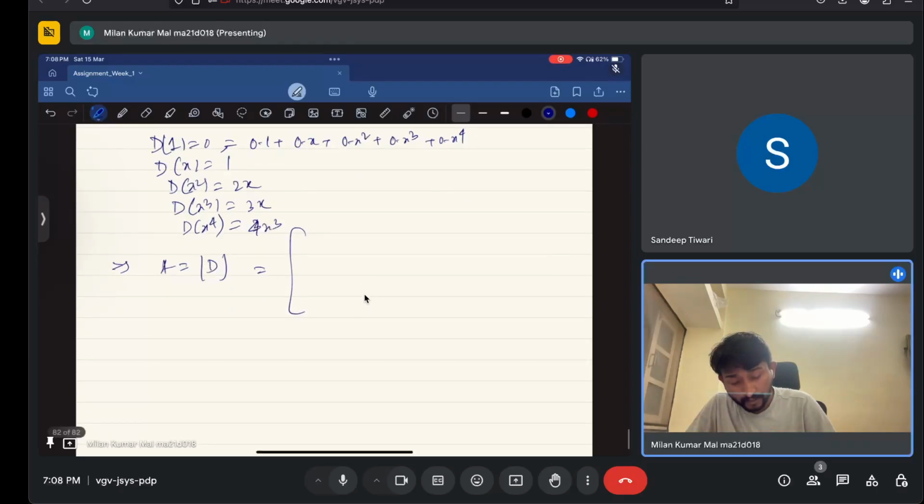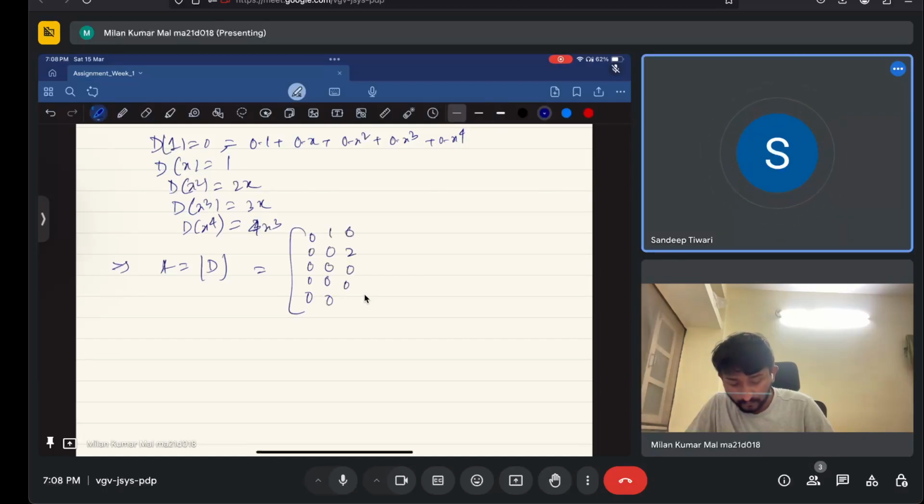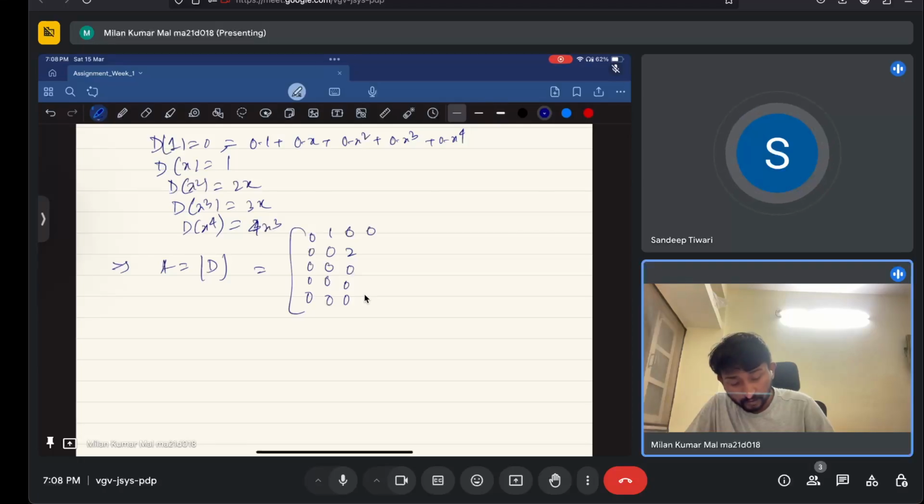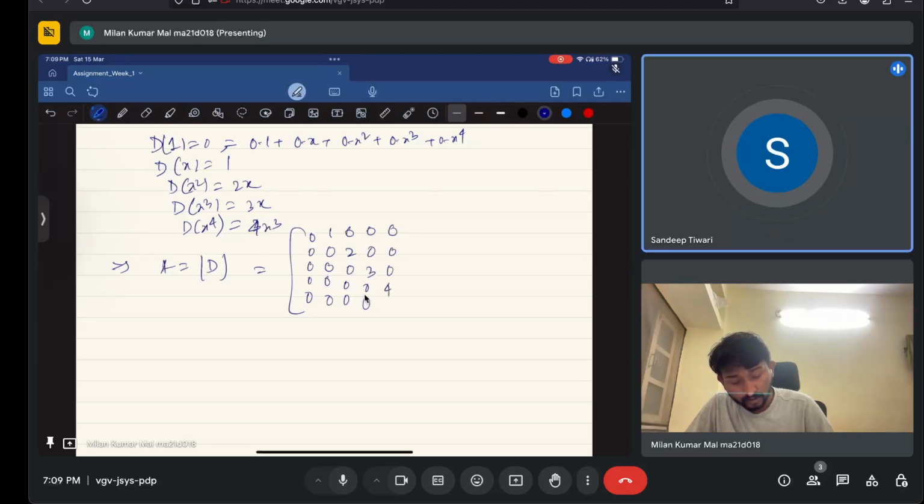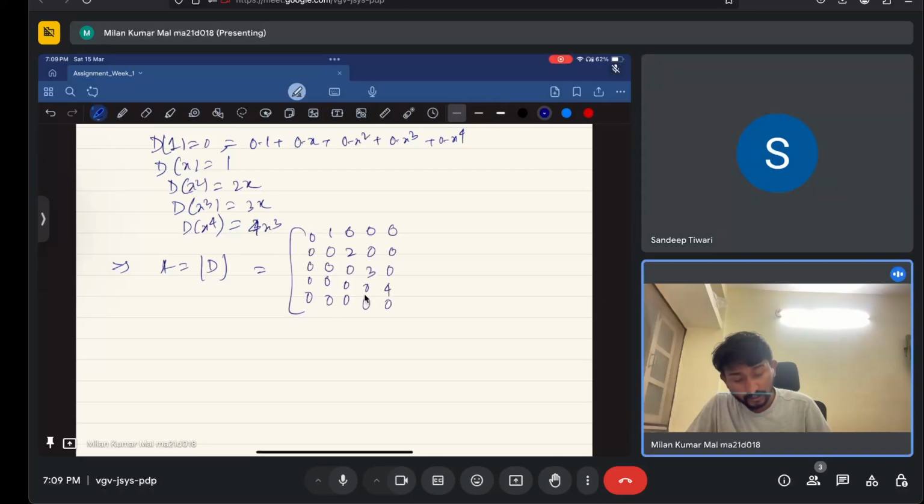This will be a 5 by 5 matrix. The first column is 0. The second column is not 0: this is 1, 0, 0, 0, 0. The third column is 0, 0, 2, 0, 0. The next is 0, 0, 0, 3, 0, and the last is 0, 0, 0, 0, 4, 0. I think that is correct, right?